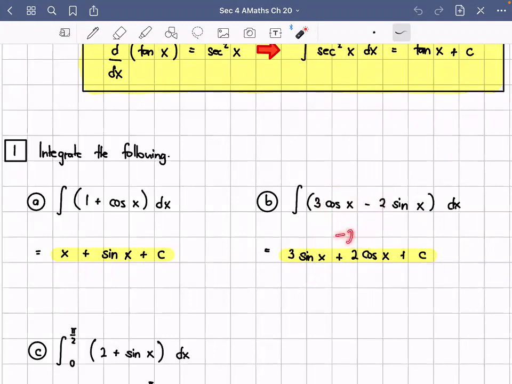So this is negative 2, but then if you get the antiderivative of sine x, this is equal to a negative cosine of x. So therefore, your final answer is a positive 2 cosine x. Okay, I hope that's clear why this is plus 2 cosine x and then plus c. So that's your answer for letter B.